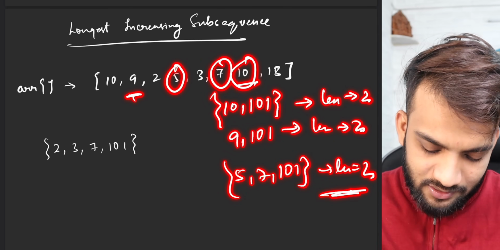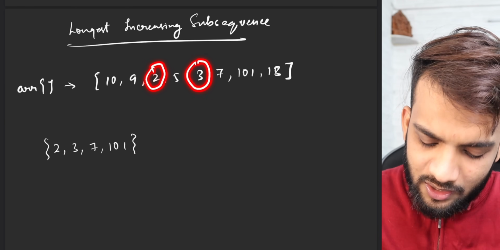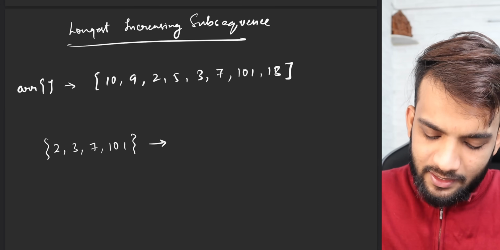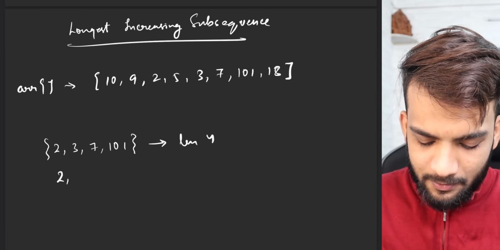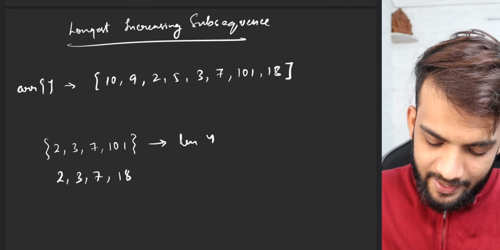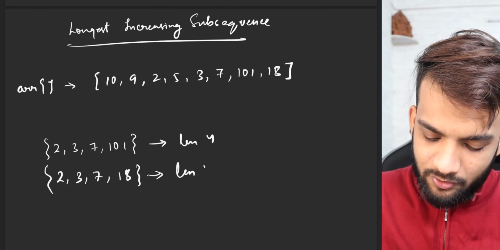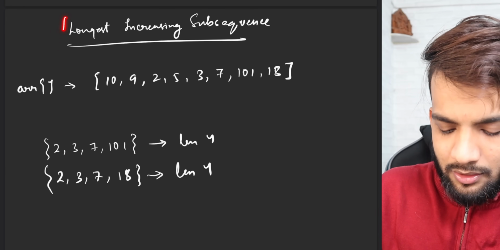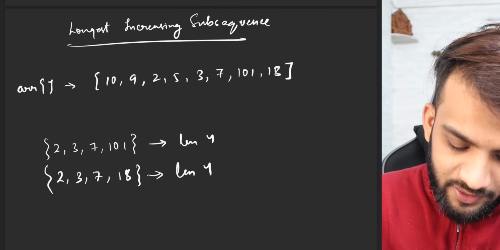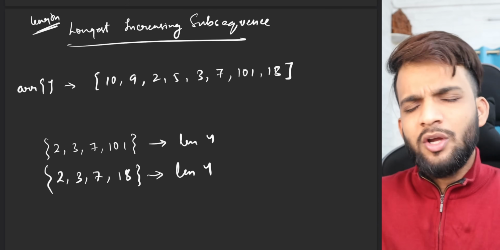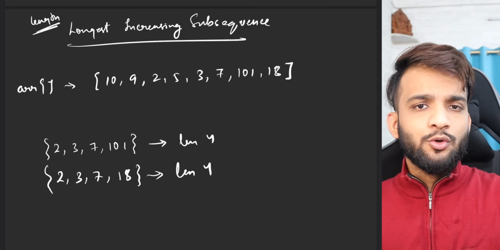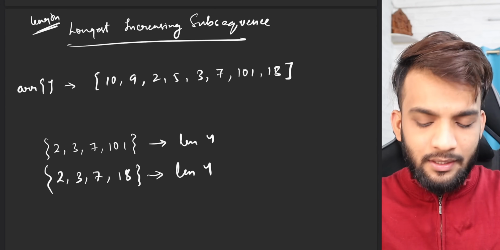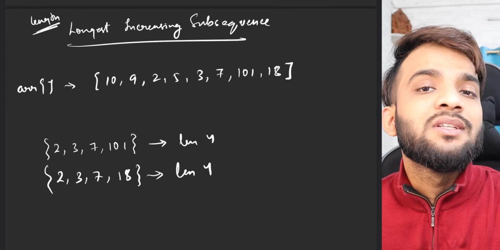Similarly, I can say, listen, let's pick up 2, let's pick up 3, let's pick up 7, let's pick up 101. If I pick something like this, I will get a length of 4. Even if I pick 2, 3, 7, 18, this also gives me a length of 4. So the question is very straightforward. You need to tell me the length of the longest increasing subsequence. Over here we will be solving for the length. Going forward, in the next set of videos, I'll also tell you how to print this particular subsequence. So that's the question: you have to tell me the length of the longest increasing subsequence.